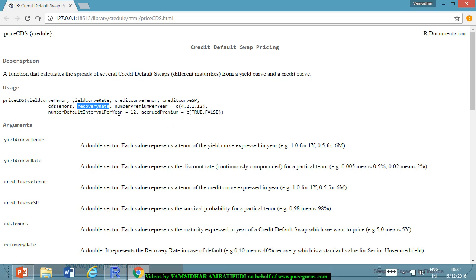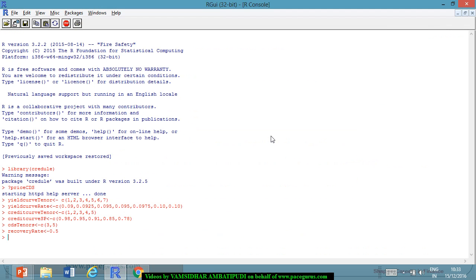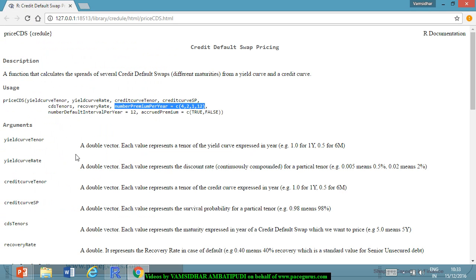Then the number of premiums that are paid per year. It could be any one of them. Let me take all four of them. Why only one? If it is quarterly, that's a default kind of scenario, but in some cases I'm doing a half yearly premium payment. The protection buyer is making the premium payments half yearly, in this case annual, in this case monthly. Let's see what is the kind of premium that is coming up in all the routes.